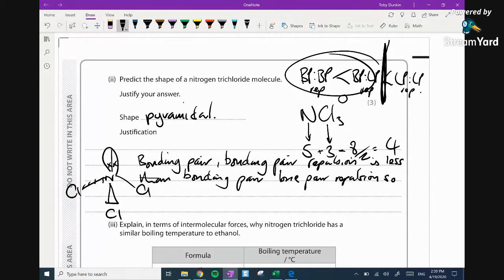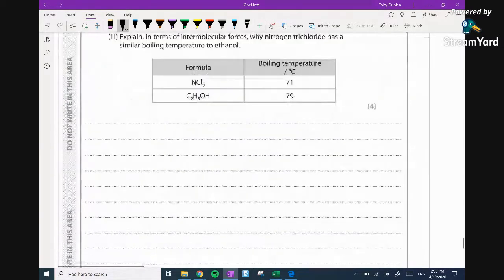So they repel. So angle decreased, annoyingly. Angle decreased. Kind of want to see a mark scheme for that as well. I'm going to go through the mark scheme entirely in a minute.